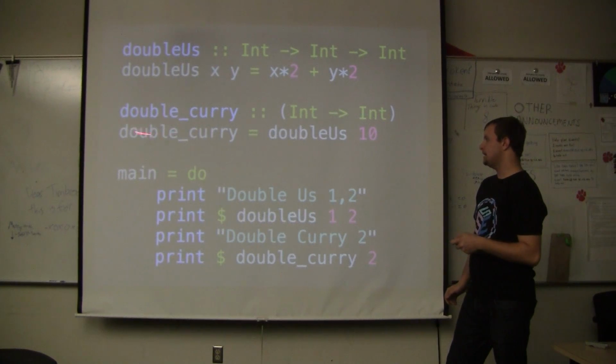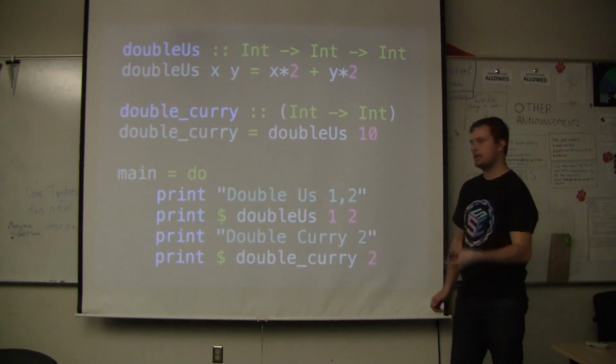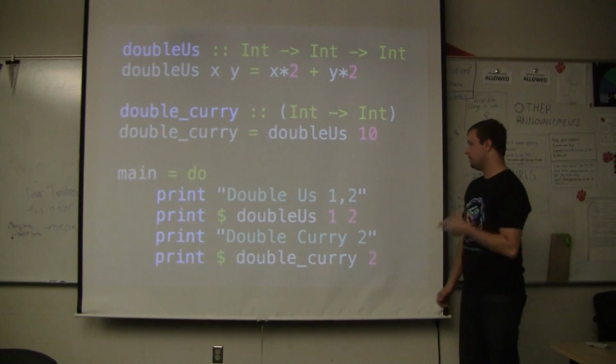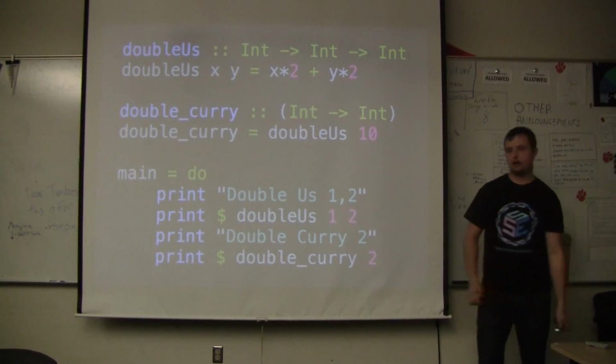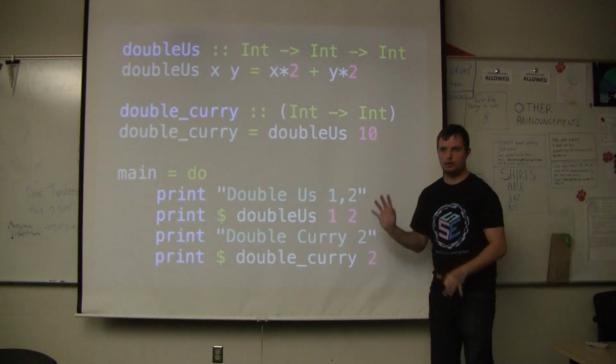We go through, say, double curry is a function, being the function double us with the first parameter 10, expecting a second parameter. So when you run and evaluate this, you get double us 1 and 2, or a double curry number 2. You can see that there. Does this sort of make sense to everyone?